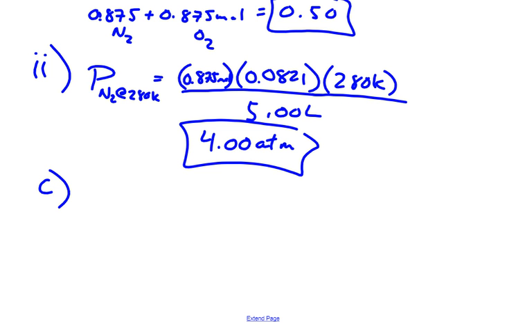Letter C says, if the cylinder develops a pinhole-sized leak, and some of the gaseous mixture escapes, would the ratio increase, decrease, or remain the same? I'm glad this is in this problem, because you have to realize how they sometimes phrase things. Reminder, when it talks about a pinhole-sized leak, it's about effusion.